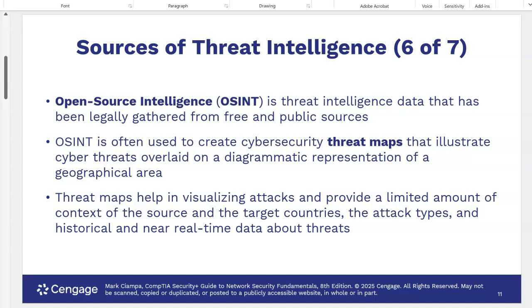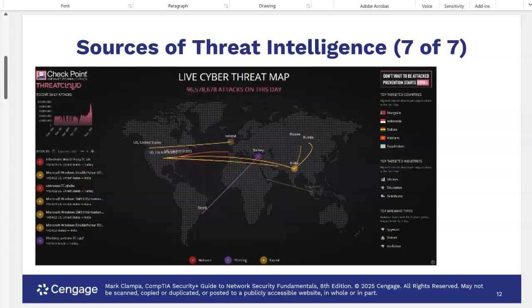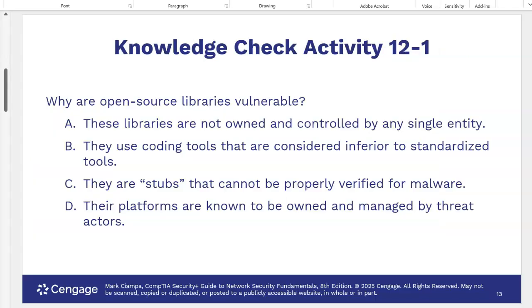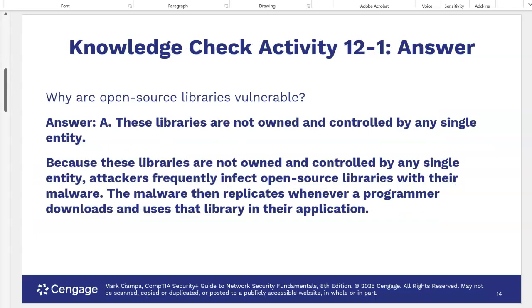So there is open source intelligence. We have a lab today where we look at CrowdStrike's website, where they show what's going on in real time on the web. It's kind of scary. There are all these attacks happening all the time. Yeah, there it is. There's just stuff popping up all over the place. There are millions of attacks every day. Or thousands anyway. All right, open source libraries are not necessarily more vulnerable.